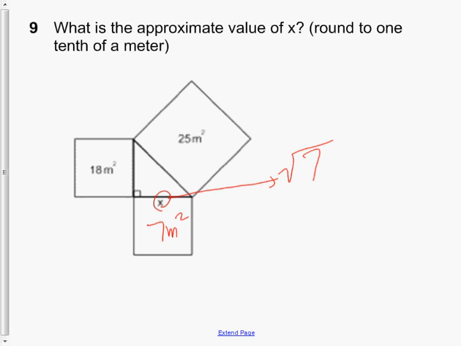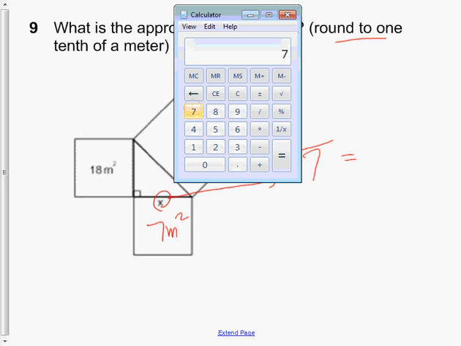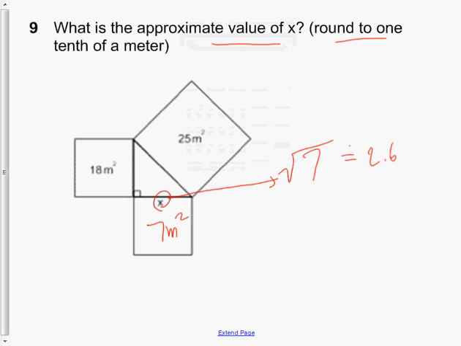So it says, what's the approximate value of that, round to 1/10 of a meter? So if I take my calculator and put the square root of 7, it tells me it's 2.6. So the approximate value is 2.6 meters.